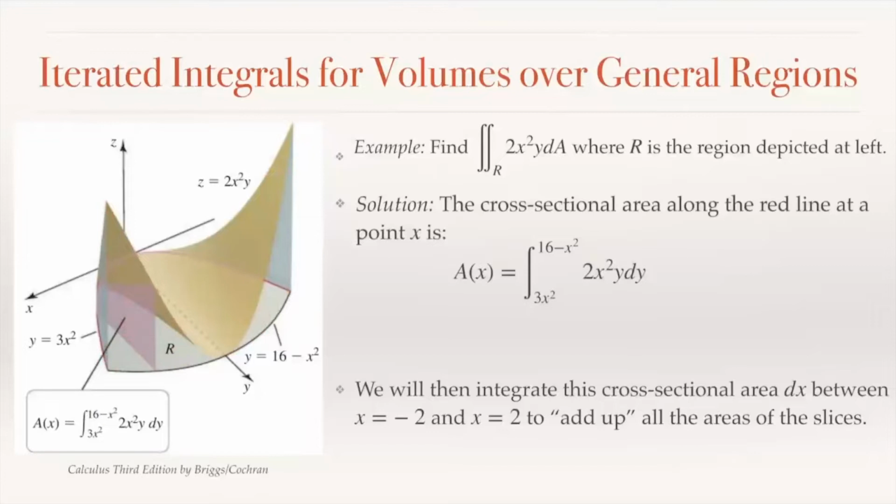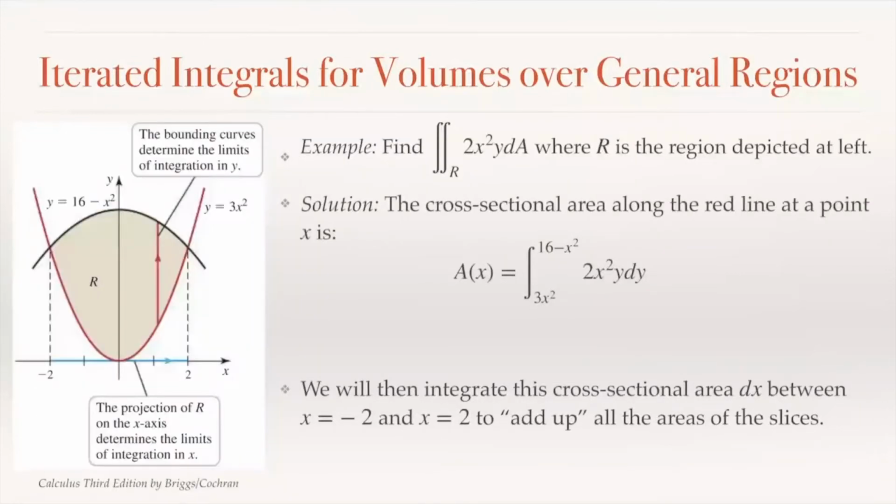And we'll do that by finding these areas of slices for each value x, and then integrating those dx between this point and that point to add together all of those areas dx, which is adding together a bunch of tiny volumes. So how can we think about this? Well, what is that A of x? Well, that A of x would be the integral from 3x squared up to 16 minus x squared of the height of the function, 2x squared y dy, where that dy indicates that we are moving parallel to the y-axis. y is going from this point to that point.